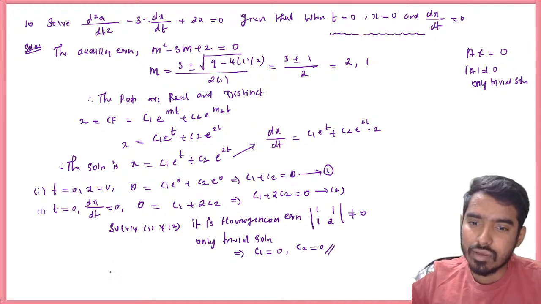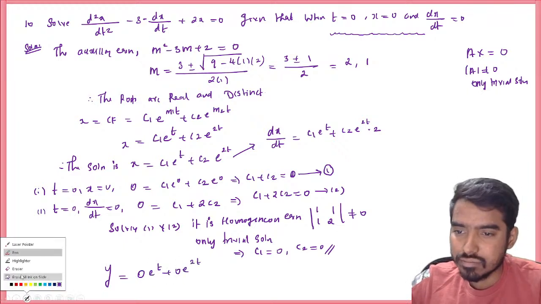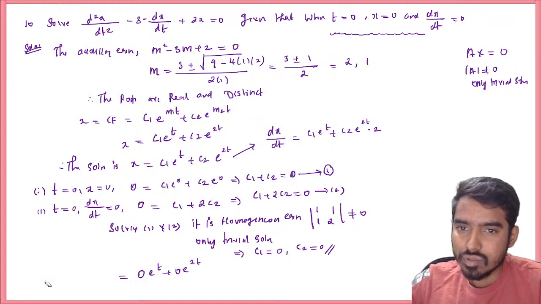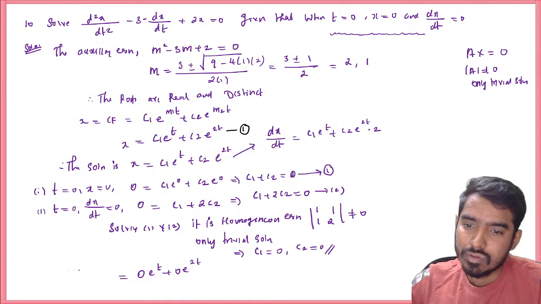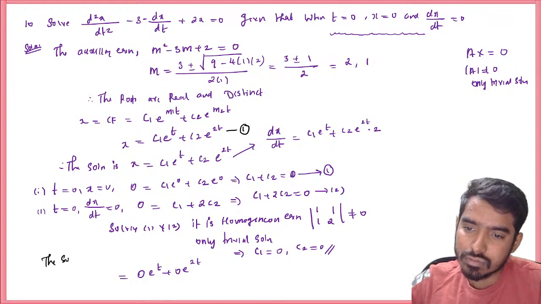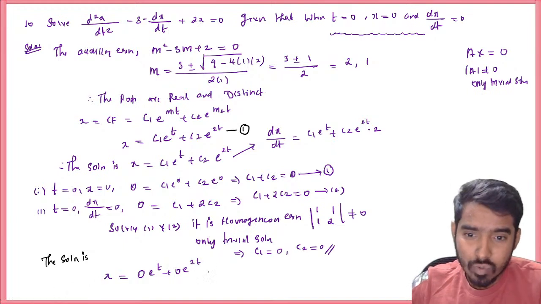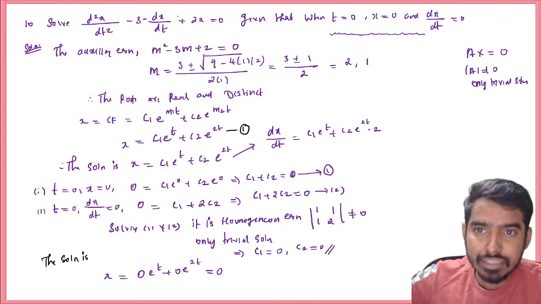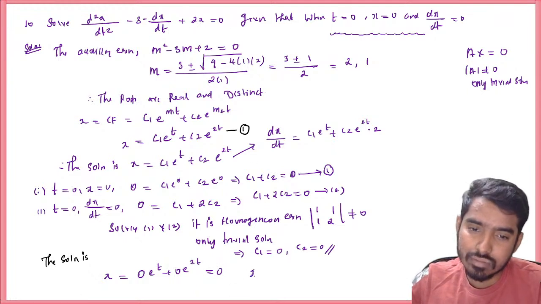So that means, what about your y? So y is 0 e power t plus 0 e power x, right? Let us call this the solution, right? Therefore, the solution is x is equal to 0. That means 0 is the only solution that satisfies this equation, right? So x is equal to 0 is a solution.